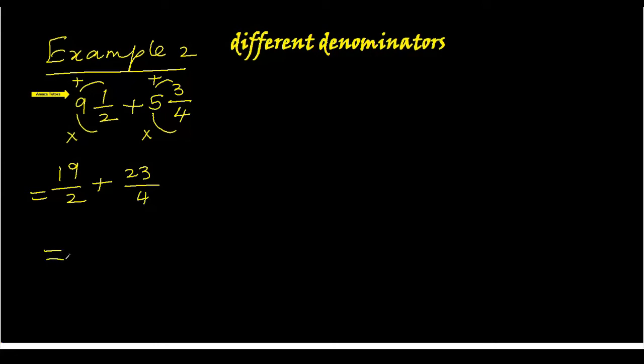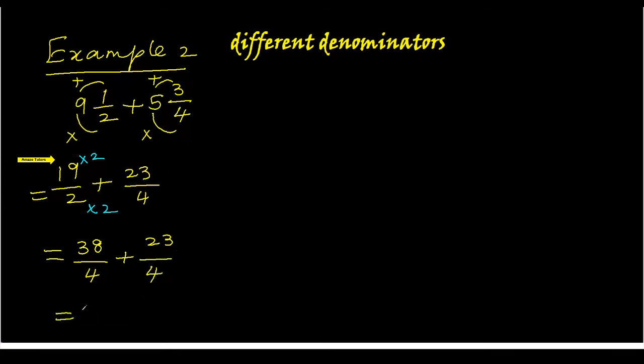But here, as they have different denominators, we need to make some rearrangement. We need to find the equivalent fraction of the first fraction with denominator 4. What should we do for that? We need to multiply by 2 and 2 so that we get 4 in the bottom. Multiply 19 and 2 to get 38. Multiply 2 and 2 to get 4. And the other fraction is 23 by 4.